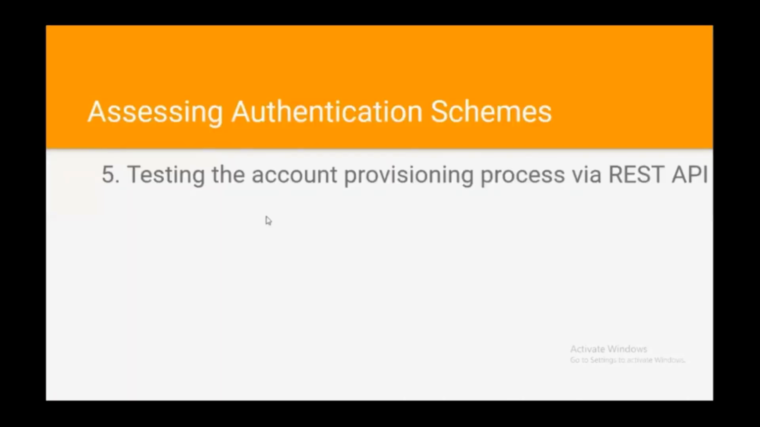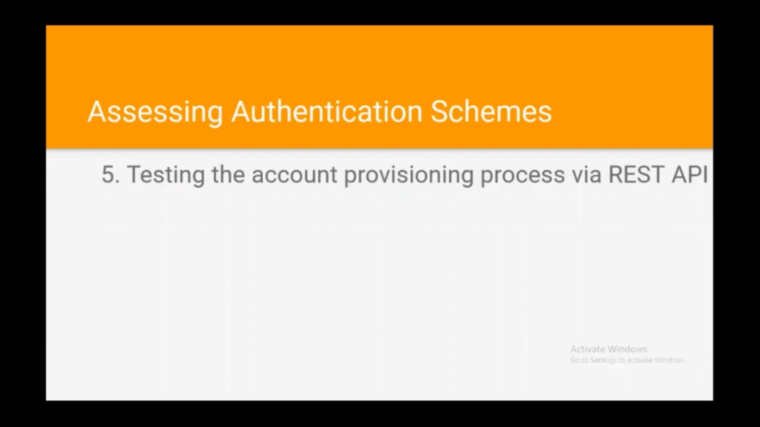Now the fifth one is testing the account provisioning process via REST API. Account provisioning is the process of establishing and maintaining user accounts within an application or website. Provisioning capabilities are usually restricted to certain user accounts. A penetration tester must validate that account provisioning functions are done by users providing proper identification and authorization. A common avenue of account provisioning is through Representational State Transfer, which you can call a REST API call.